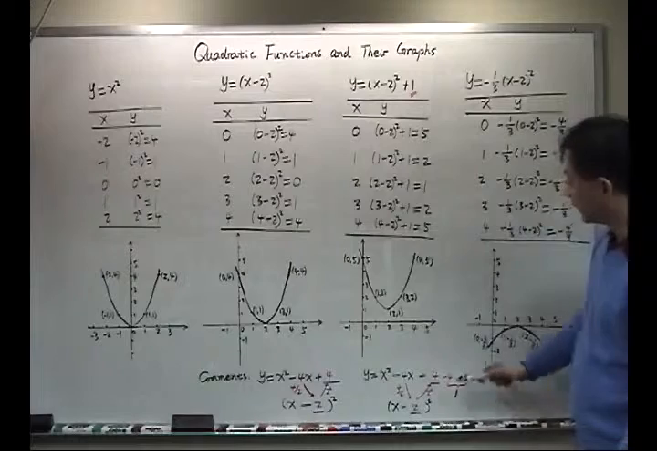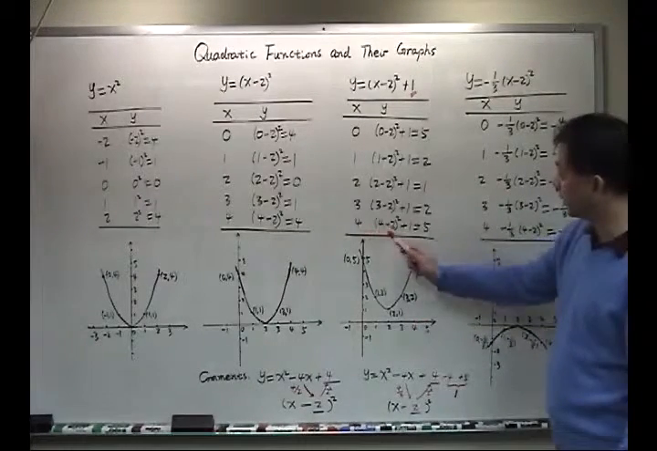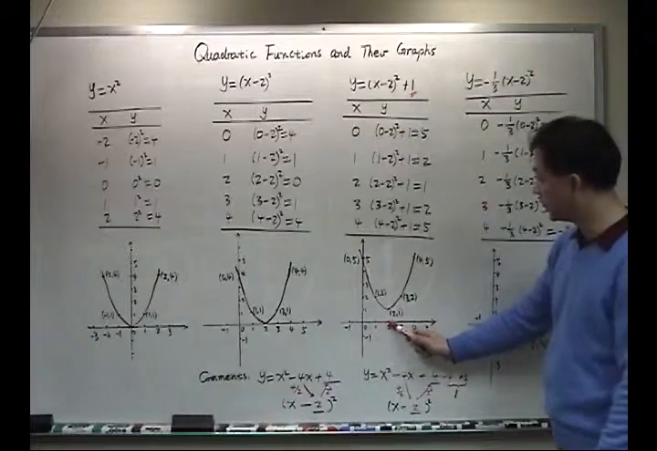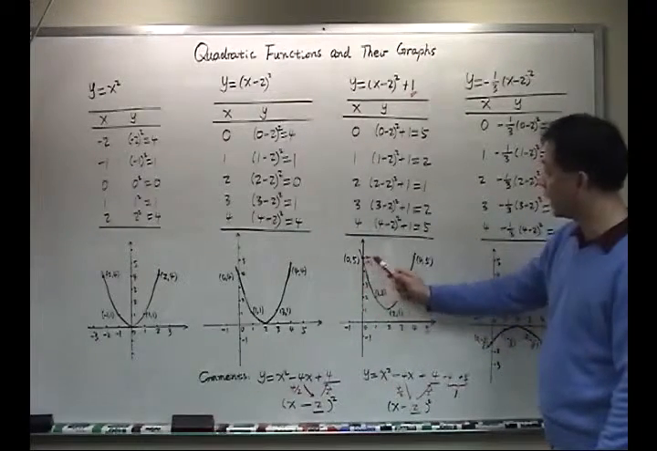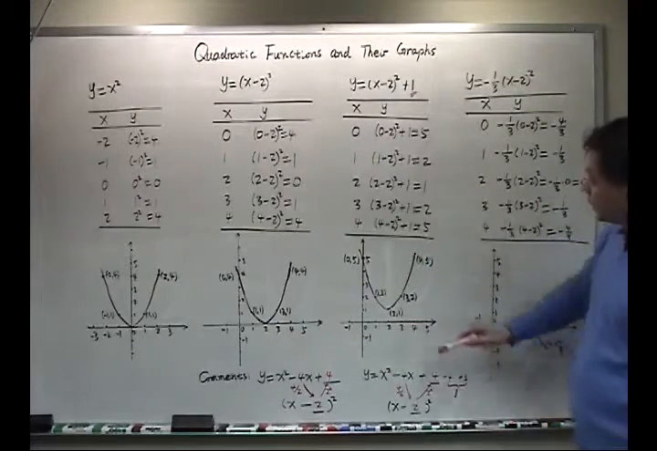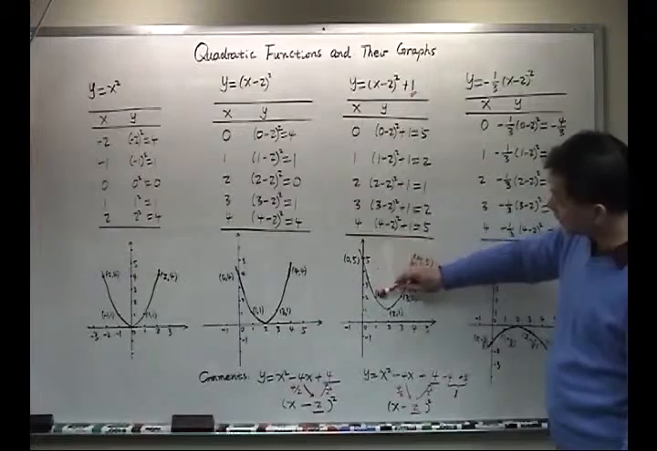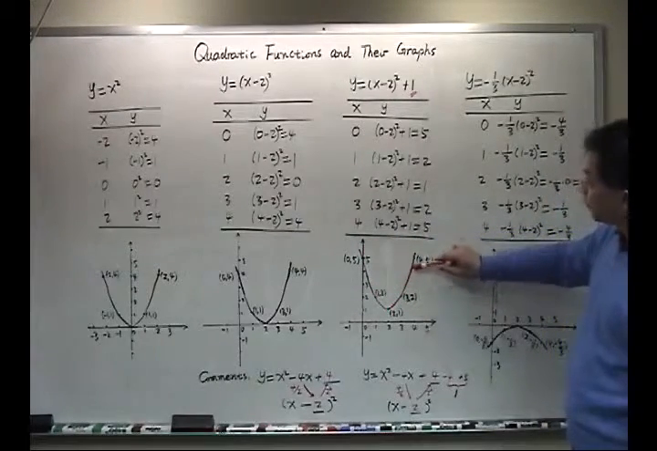Okay? And right here you have x is 4, y is 5. 4, 5. So 1, 2, 3, 4. Y is 1, 2, 3, 4, 5. You have that. So if you connect those 5 points, then you'll get a smooth curve.